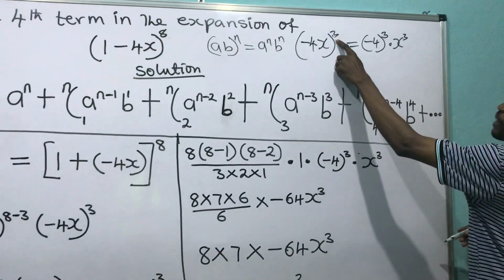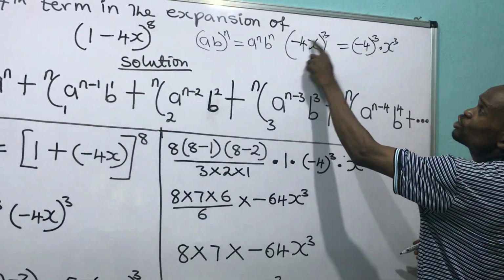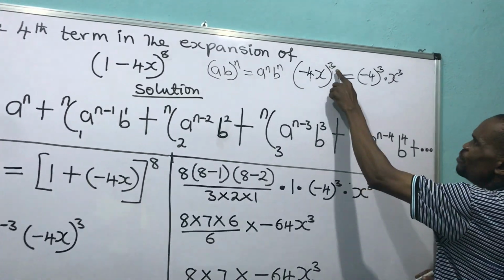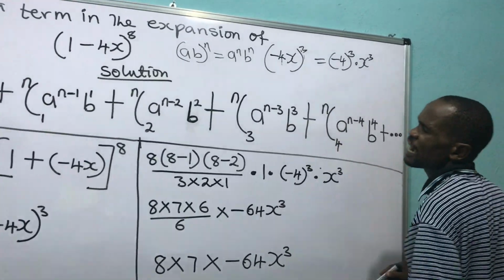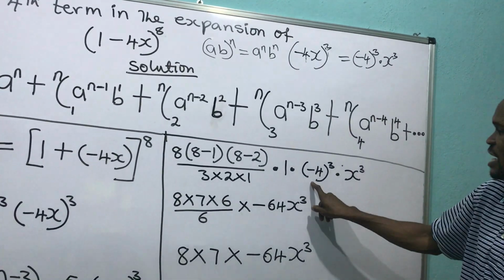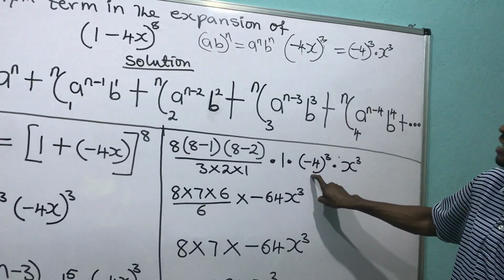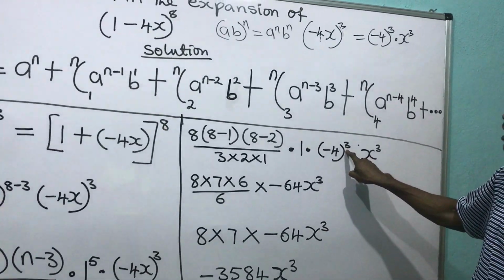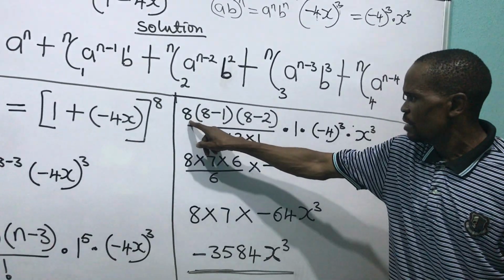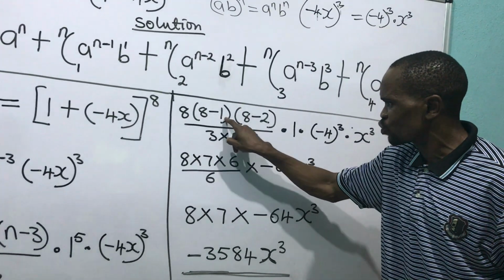When I open this bracket, this 4 will be raised to power 3, this minus 4 will be raised to power 3, and x will be raised to power 3 whenever I open this kind of bracket. Therefore, I have this, and that's what you saw here. That's what we've written here: minus 4 raised to power 3, dot, which is multiplication, x raised to power 3. Then this times 7. 8 minus 1 is 7.